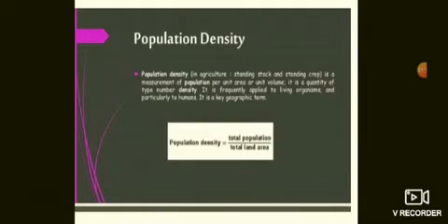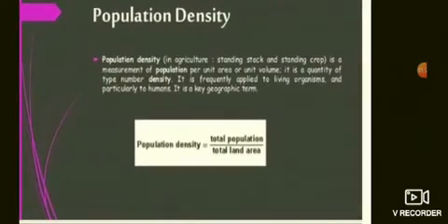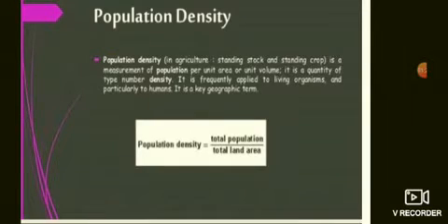Next are the characteristics of a population. So, what are the population characteristics? First is the population density. It is the number of individuals of a species per unit area or volume. For example, the number of animals per square kilometer, or the number of trees per acre of a forest. It reflects the success of a species in any given area. It is the end result of the interaction of biotic potential and environmental resistance. Population density can be calculated as total population divided by total land area.